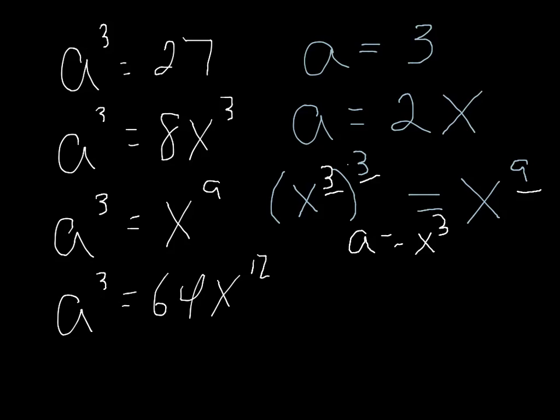Using that knowledge down at the bottom here on our last one, I look at this separately and I say, well, if I have 64x to the 12th, the cube root of 64 is 4. And the cube root of x to the 12th is the number that I would multiply times 3 to give me 12, which is x to the 4th.